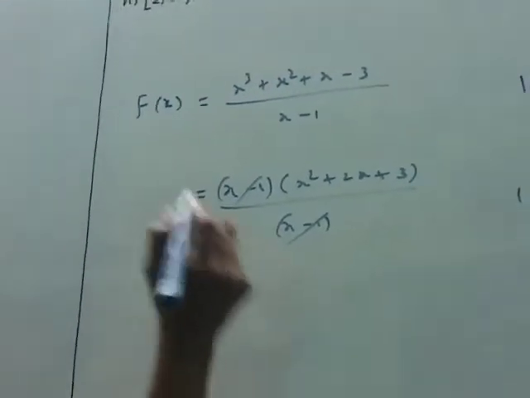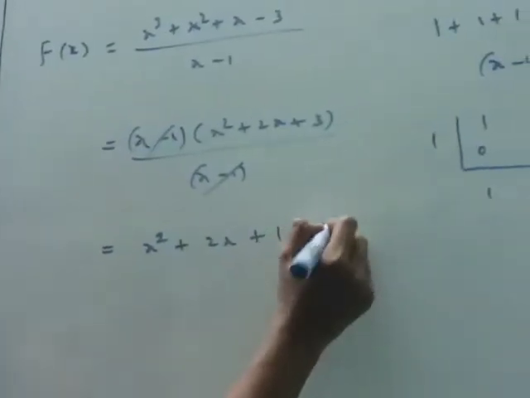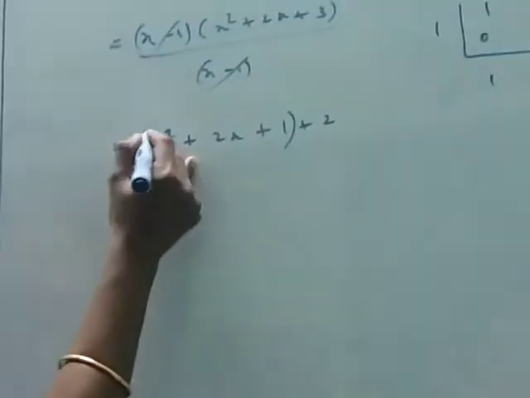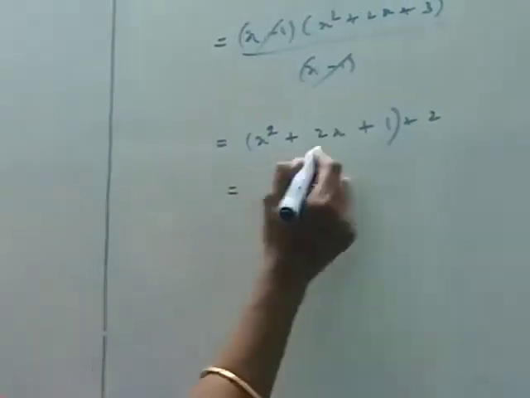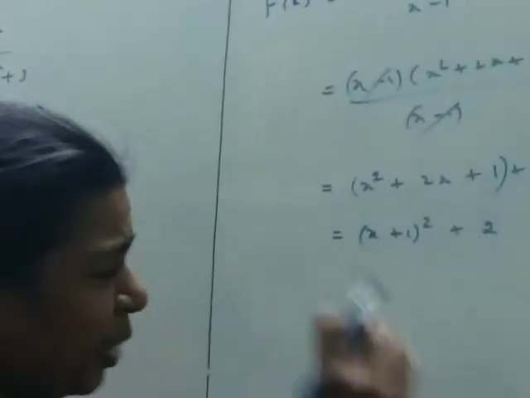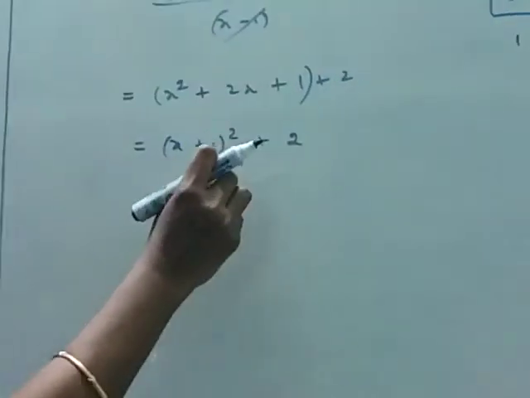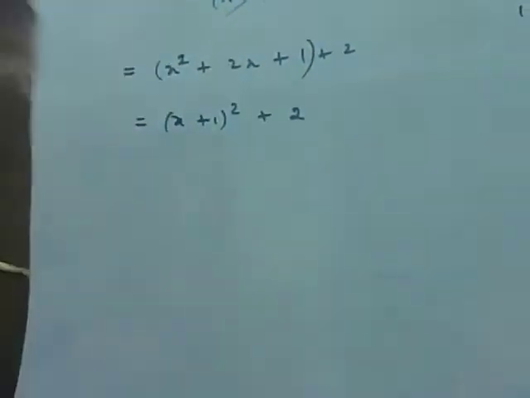If you make this a perfect square, x square plus 2x, the 3 can be written as 1 plus 2. Shall we write like this? 3 as 1 plus 2. So this bracket becomes x plus 1 the whole square plus 2. Now we are having a sum of two terms, and in the sum of two terms, the first term x plus 1 the whole square is a perfect square.